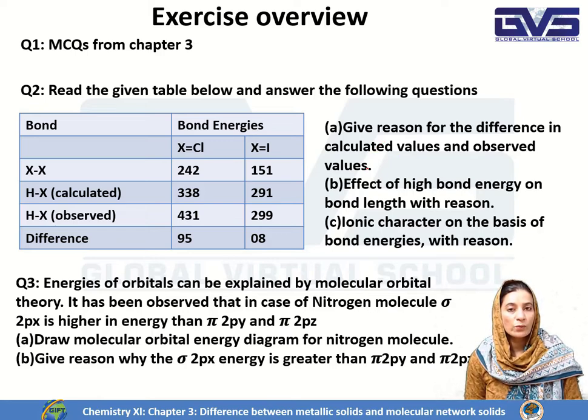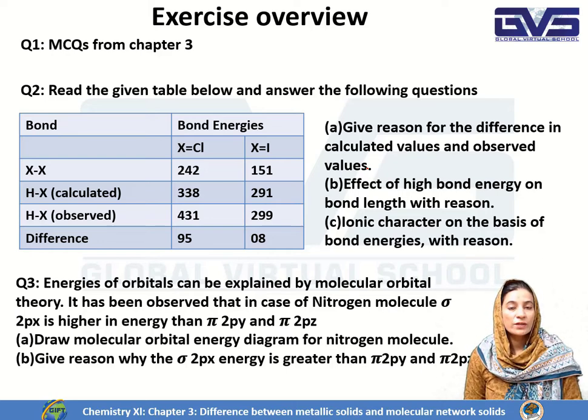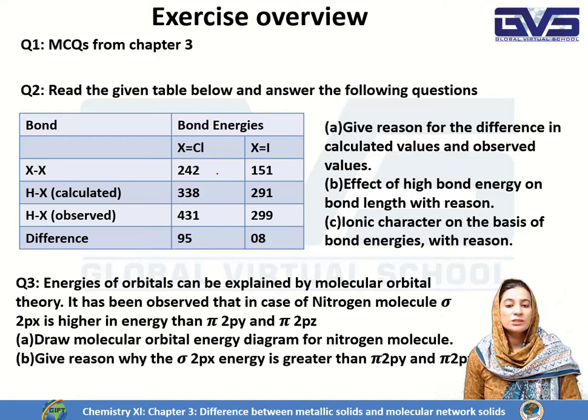First tell the steps for how to calculate the bond energies of the compounds, and then the observed values are obtained with the help of experiment, usually by calorimeter, and then give the reason why there is a difference. The difference is due to the difference of electronegativity and bond stability. A bond is stable due to the difference of electronegativity and more force of attraction. And then the question is the effect of high bond energy on bond length, with reason. As the bond length decreases, bond energy increases.